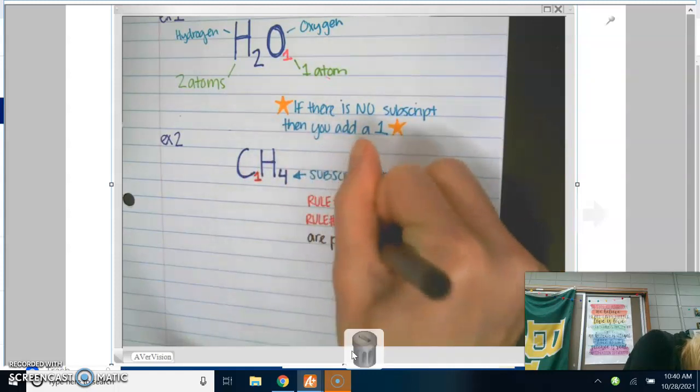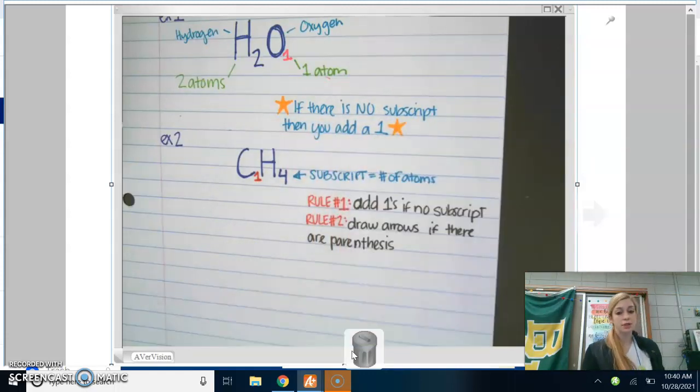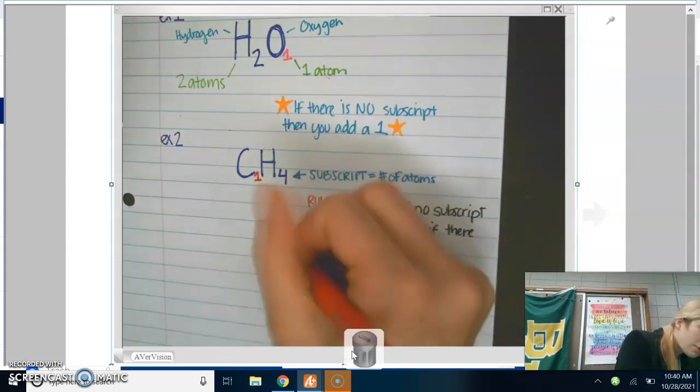Draw arrows if there are parentheses. Now, we haven't looked at parentheses yet, so you don't know what I'm talking about. So let's ignore that rule for this moment. Write it down, ignore it for a moment. Rule number 3.